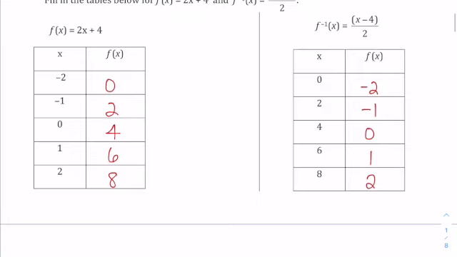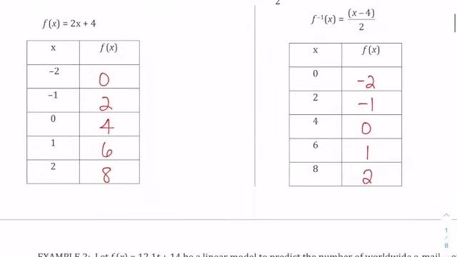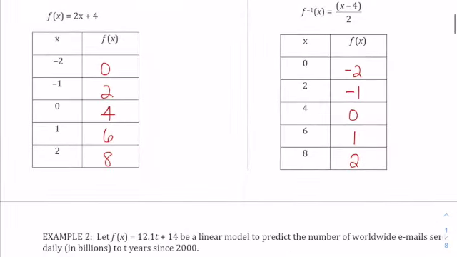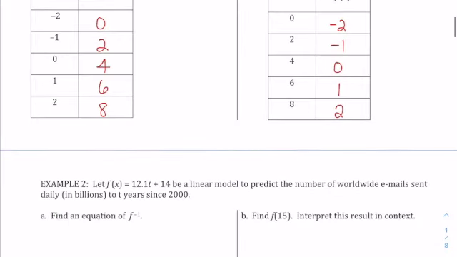If you are given the original equation 2x plus 4, after you filled it out, here are your answers: 0, 2, 4, 6, 8. Now look at the inverse. What is going on with the inverse on the ordered pairs? If you have negative 2, 0, it becomes 0, negative 2. If you have negative 1, 2, it becomes 2, negative 1. 0, 4 becomes 4, 0, and so forth. That tells you both x and y are just flipped. So now keep that in mind when we move on to the following problems.